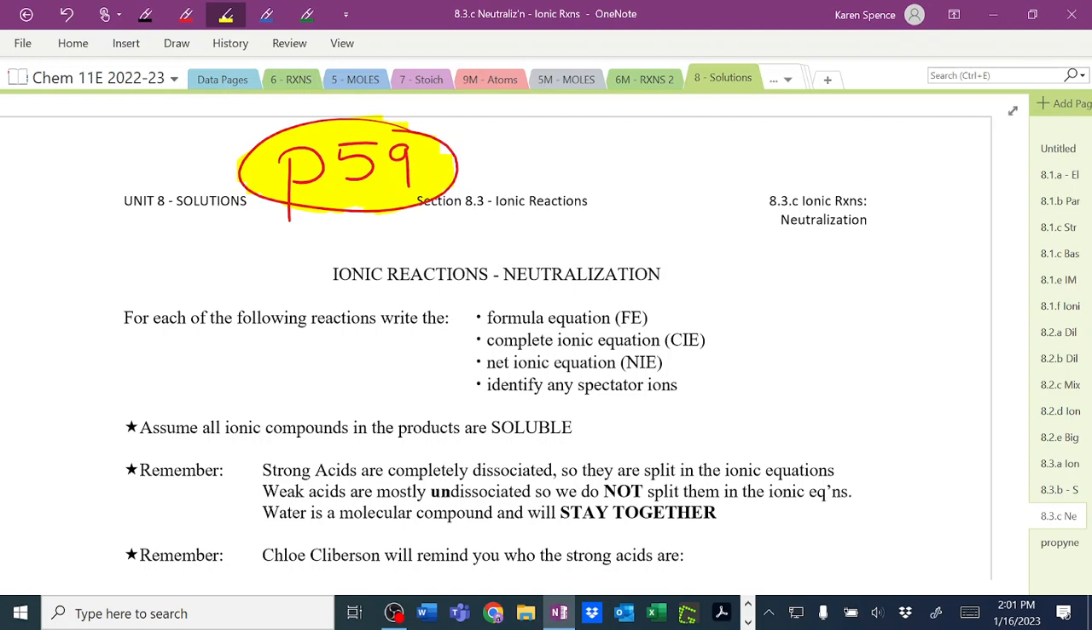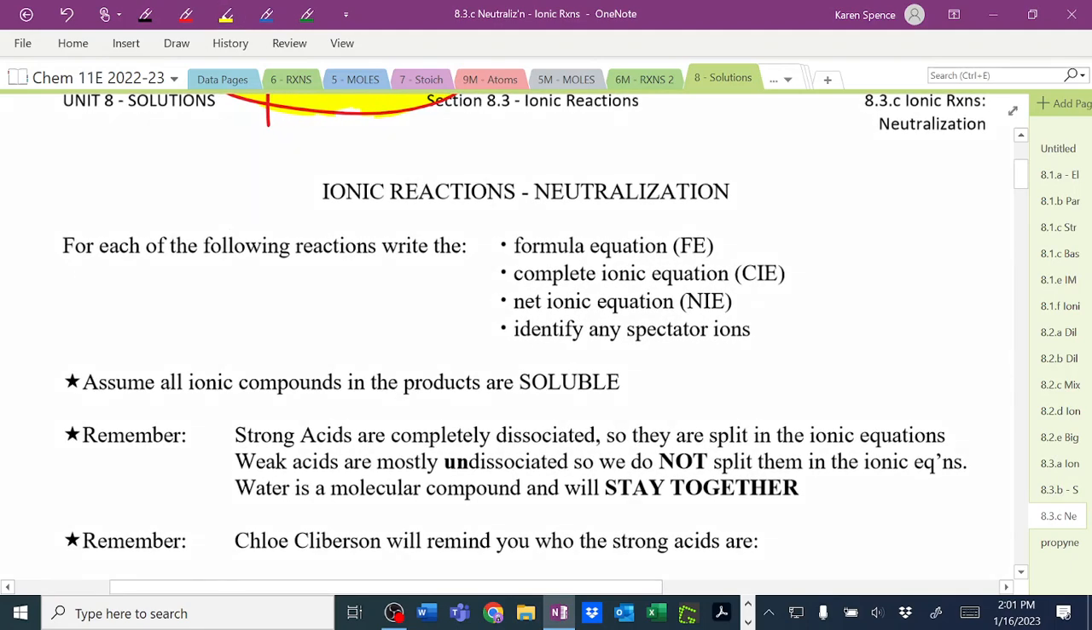How are we doing? Are we ready? Yes, okay, good. Neutralization. We're going to do ionic reactions with neutralization. It's a good review because neutralization is just a special type of double replacement, and double replacement is on your quiz tomorrow, but neutralization is not, okay? But it'll be a good review because it's very, very similar, okay? So for each of the following, we are going to write the formula equation, the complete ionic equation, the net ionic equation, and we are going to identify any spectator ions.